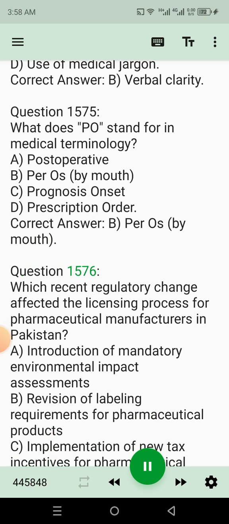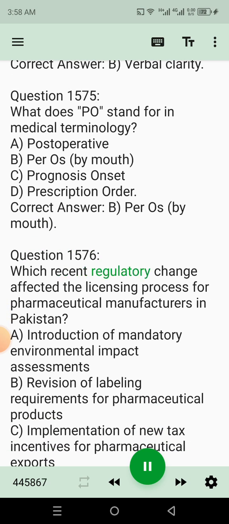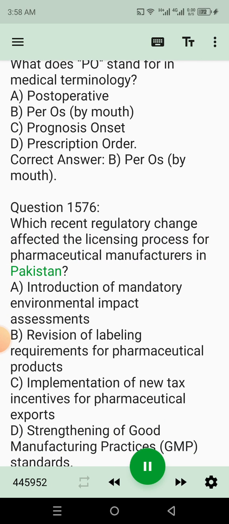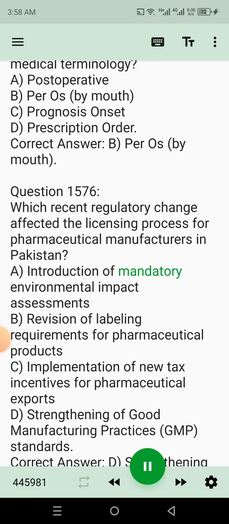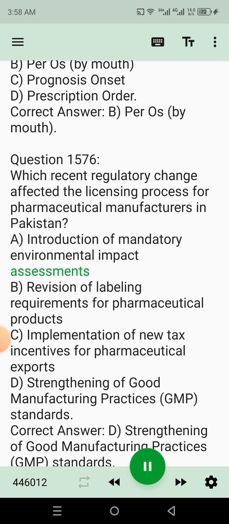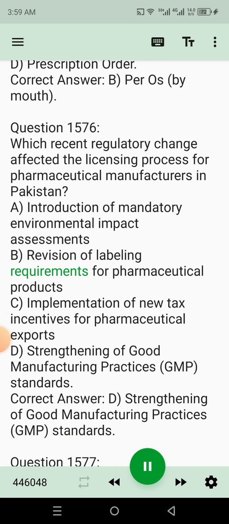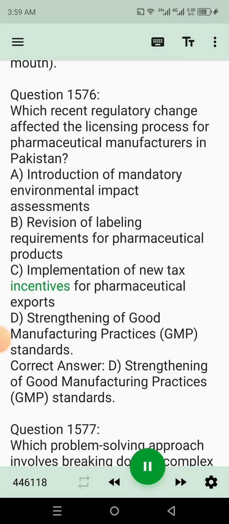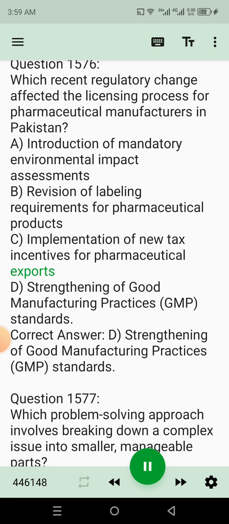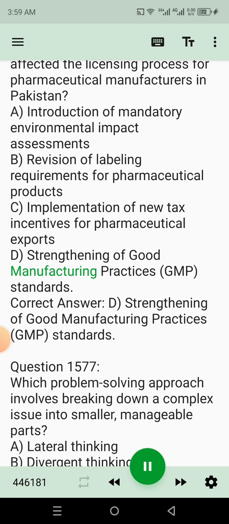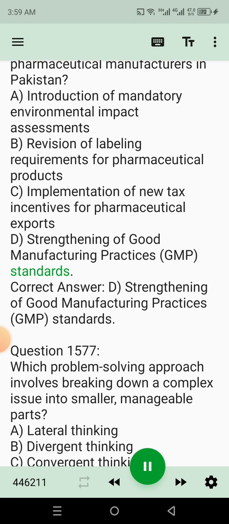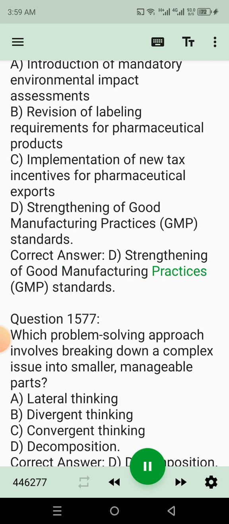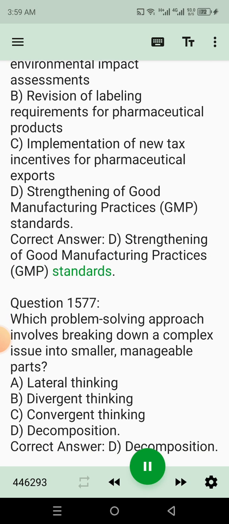Question 1576. Which recent regulatory change affected the licensing process for pharmaceutical manufacturers in Pakistan? A. Introduction of mandatory environmental impact assessments. B. Revision of labeling requirements for pharmaceutical products. C. Implementation of new tax incentives for pharmaceutical exports. D. Strengthening of good manufacturing practices (GMP) standards. Correct answer. D. Strengthening of good manufacturing practices (GMP) standards.